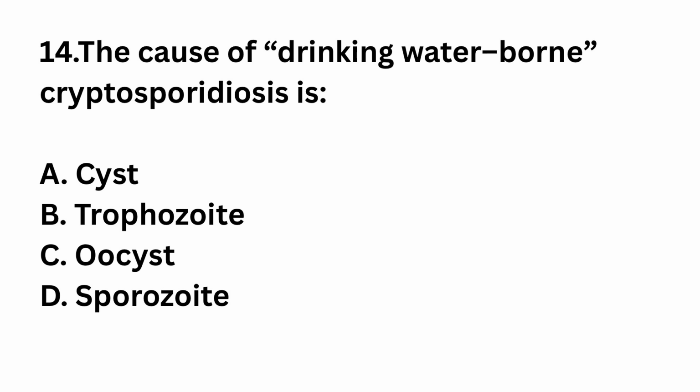Question number 14. The cause of drinking water-borne cryptosporidiosis is cyst, trophozoite, oocyst, sporozoite. The right answer is option C, oocyst. Cryptosporidium oocyst resists chlorine and survives in water. They cause severe diarrhea in immunocompromised host.